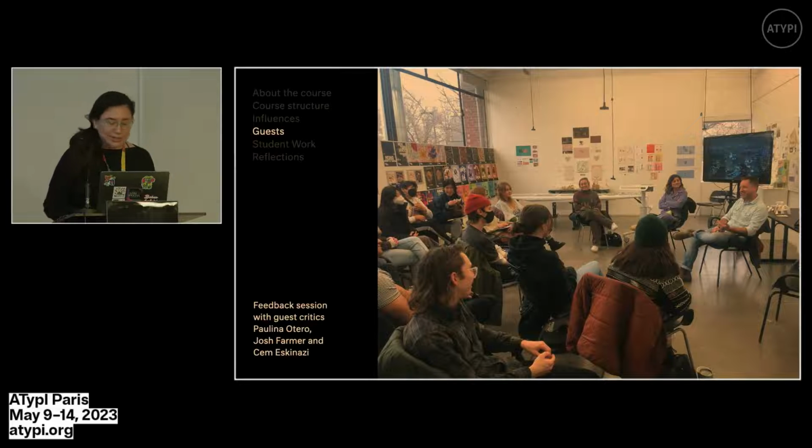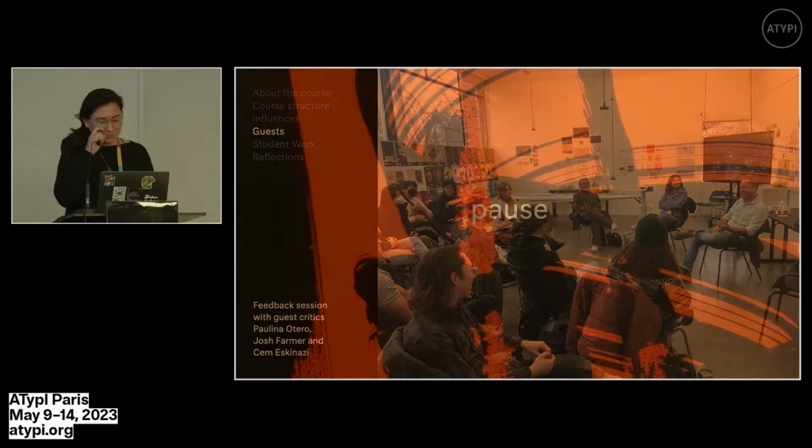And of course, guest critiques and conversation around work as ever, right, as the influences and inflections. Paulino Otero, a local jewelry artist who works with arguably typographic forms, Josh Farmer, a writer for Type Together, and Jem Eskenazi, also here, type designer and designer, informing some of the students' results.